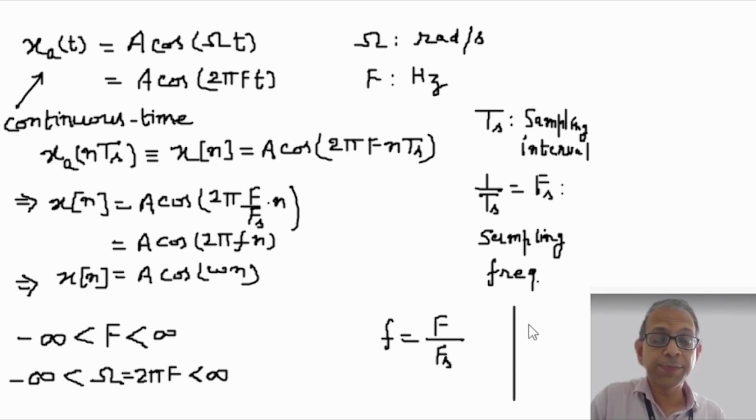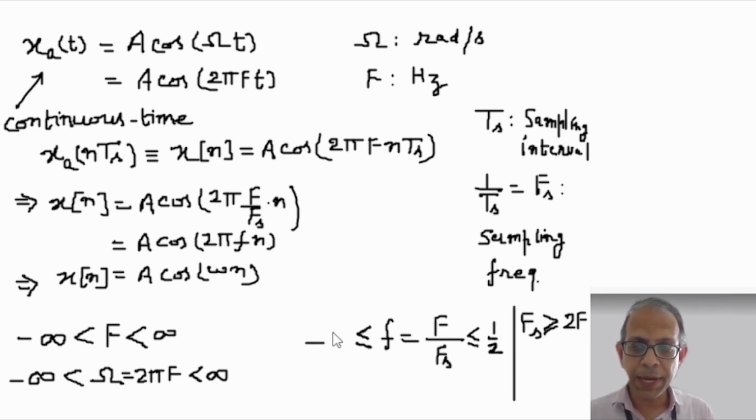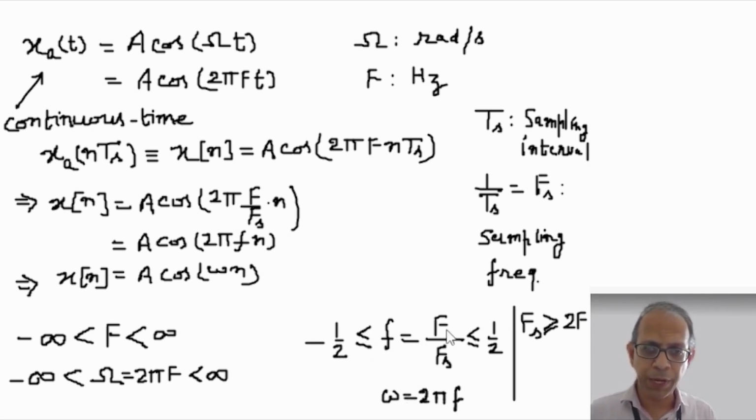As per the sampling theorem, the sampling frequency Fs must be greater than or equal to twice the maximum frequency of the signal, which is F in this case. So it must be greater than or equal to 2F. From there, F by Fs must be less than or equal to half. Considering the negative frequencies, the interval is from minus half to half. And for lowercase omega, accordingly, which is 2 pi f, if we multiply by 2 pi on both sides, we get minus pi to plus pi.